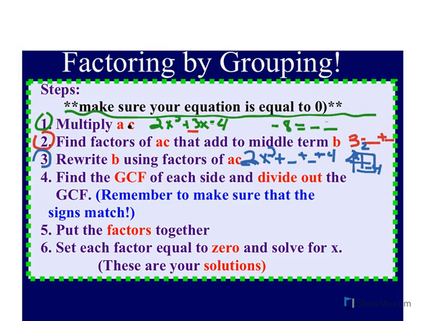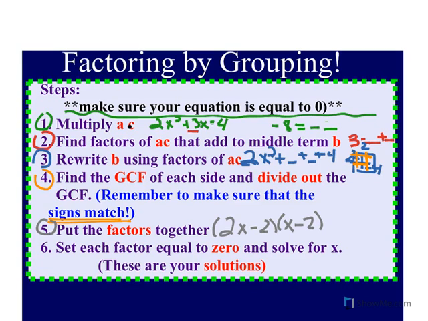Once you have done that step, step 4, you will find the GCF of each side. So if you're a factor by grouping, you're pulling out of each pair. If you're using the box, you're pulling out the GCF, remember, of each row and then of each column. Make sure that when you're done that the signs match. That is very, very important. Once we have that done, we put the factors together. So for example, if we were to have come up with 2x minus 2 and maybe x minus 2.